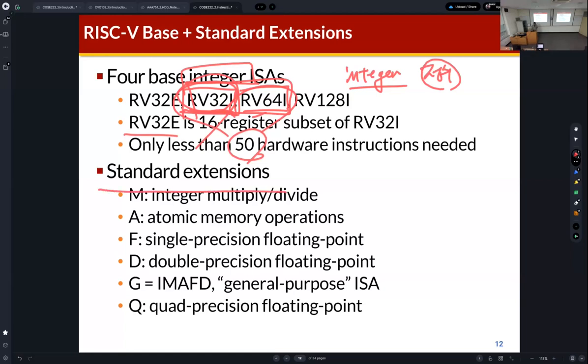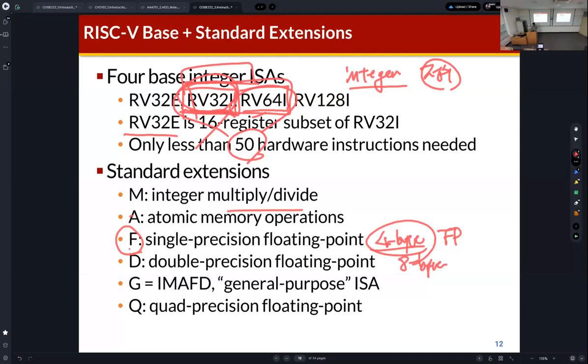Also, we can include some extensions to support more instructions. M represents integer multiply and divide, A is atomic, and F represents single precision floating point instructions, which means 4 bytes. It supports 4-byte floating point numbers. And then D means double precision floating point, which is 8 bytes. It supports 8-byte floating point numbers.